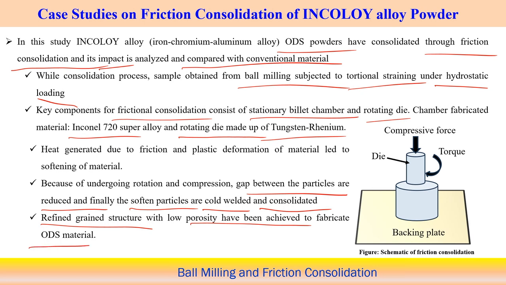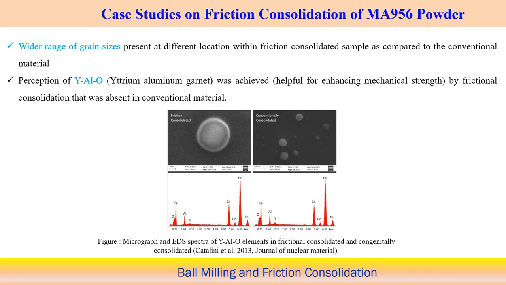So finally a refined grain structure with low porosity is achieved to fabricate ODS, oxide dispersion strengthened material. In this case we can get the refined grain structure and low porosity. Now we can observe a wider range of grain sizes at different locations within the friction consolidated sample as compared to the conventional material. So here you see the conventionally consolidated, and here is the friction consolidated.